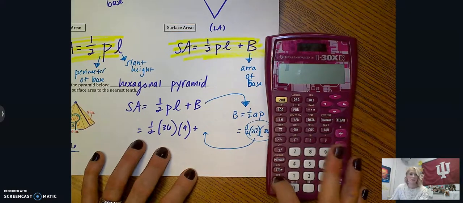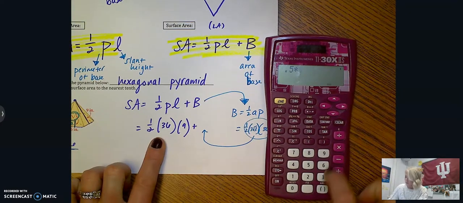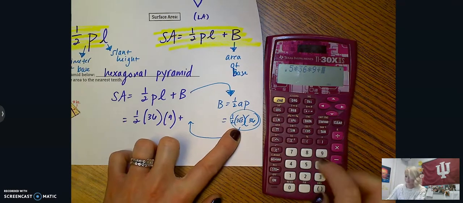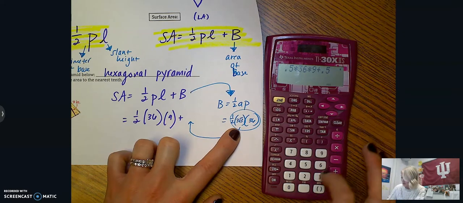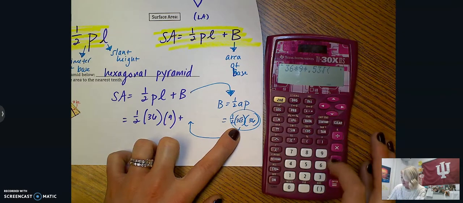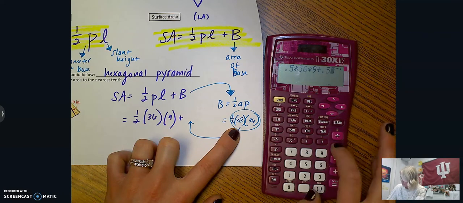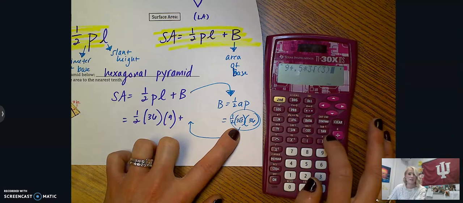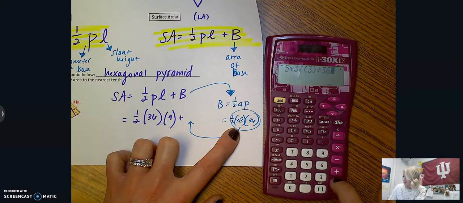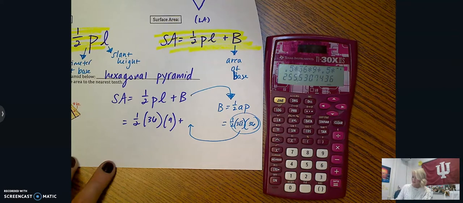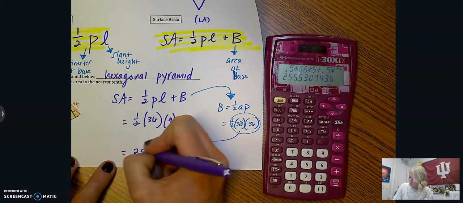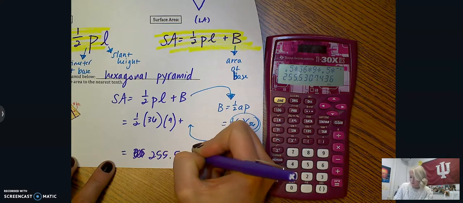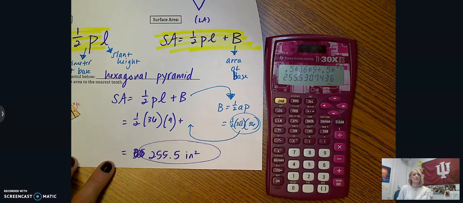See if you can follow my calculator work here. So half times 36 times 9 plus big B. I'm just going to plug it in as it looks right there. 3 square root, we'll do multiplied to make people happy, times 3 square root 3. I close the parentheses and then times by 36. So rounded to the nearest tenth, didn't have to worry about simplest radical: 255.5 square inches.